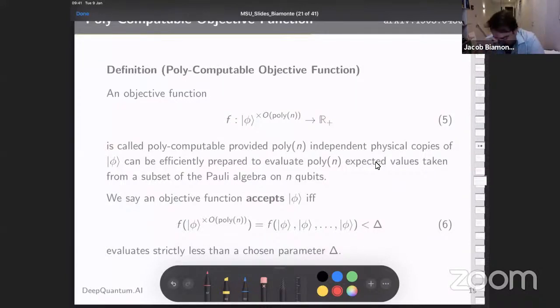Going back to this language of complexity, we say that this objective function accepts an input if we get the objective function to evaluate less than some parameter delta. So, for example, if I give you a problem and I say that if you calculate the objective function corresponding to this problem instance, the objective function will have 0 energy when you solve the problem instance.